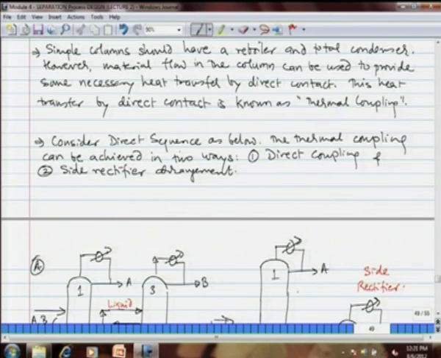Now, what does that mean? The vapor from one column will condense directly into the reboiler liquid of the other column. There will not be any kind of heat exchanger as such. Direct thermal coupling, so vapor directly condensing into the liquid, and let us see how that feature occurs. Okay. A simple column should have a reboiler and a total condenser. However, material flow in the column can be used to provide some necessary heat transfer by direct contact, and this heat transfer by direct contact is known as thermal coupling.